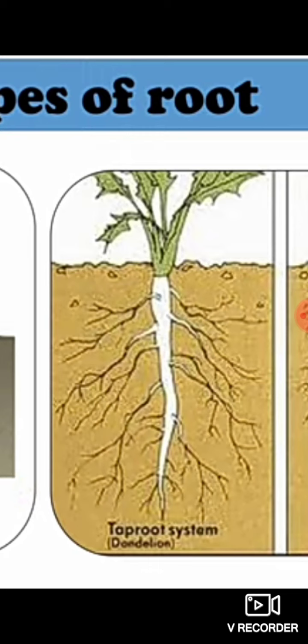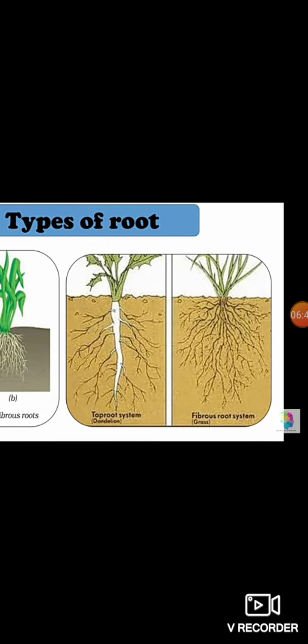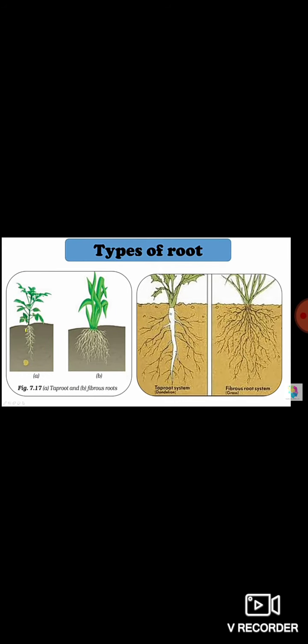Okay. Now we will study about the fibrous root system. So in this type of root system, all the roots emerge directly from the base of the plant. They do not have a main root. Alright. So can you see that they do not have a main root and all the roots are directly emerging from the base of the stem. So this type of root system is called the fibrous root system. Okay.